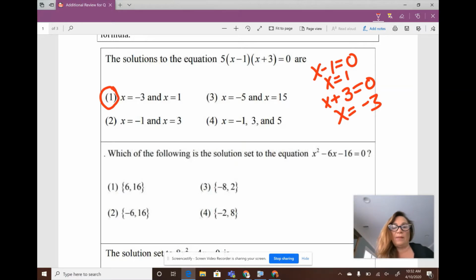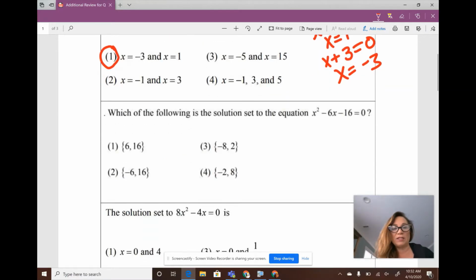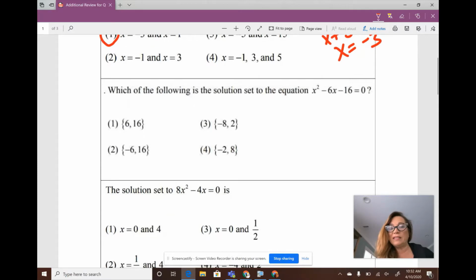Okay. Keep in mind that when it's a quadratic, it's going to have 2 answers. Sometimes the answers are equal, so it might look like there's only 1 answer, but there's never 3 answers. So choice 4 is just silly.